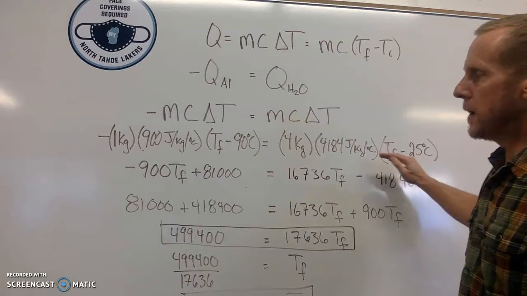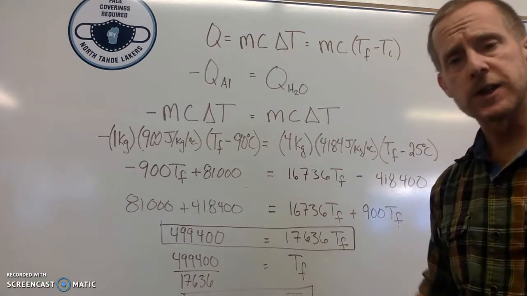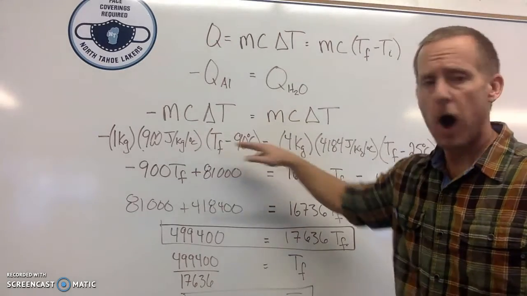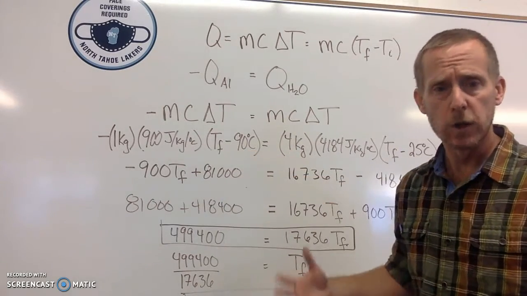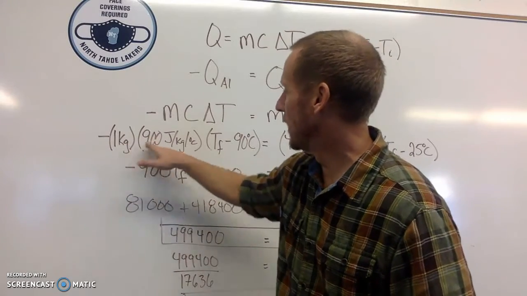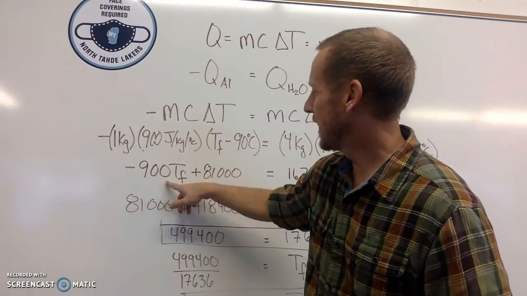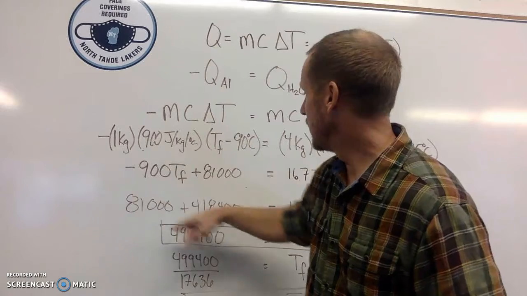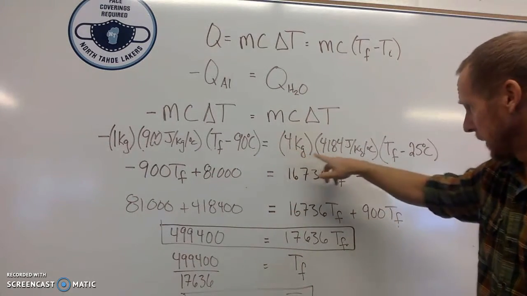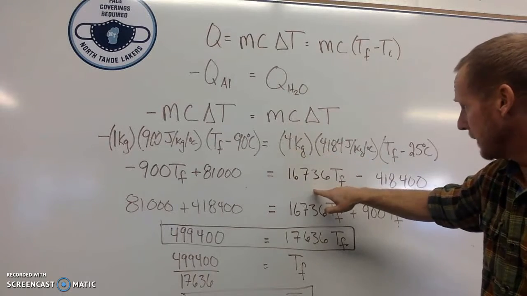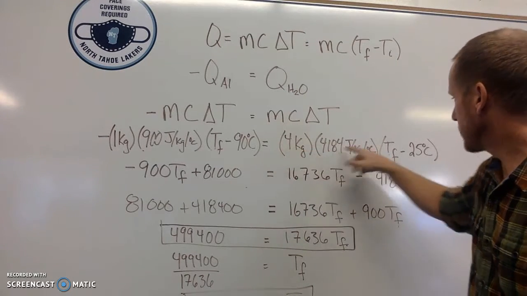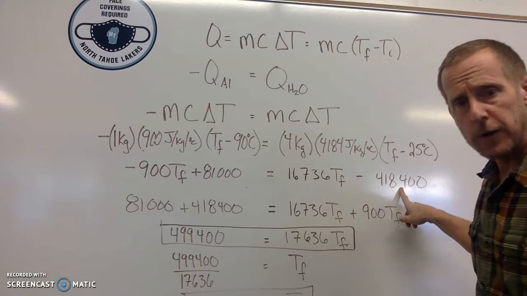So the following is just algebra. Once I understand the concept and the physics of it, the rest of it is some algebra. I left the units off while I'm doing the algebra just so it's a little bit cleaner. But this is what I did, is I just multiplied these numbers together. So 1 times 900, I got negative 900 times T final, 900 times 90, that's how I got that. This side I multiplied 4 times 4,184, got that, and then multiplied it by the T final. And then these three numbers multiplied, so we get that value.